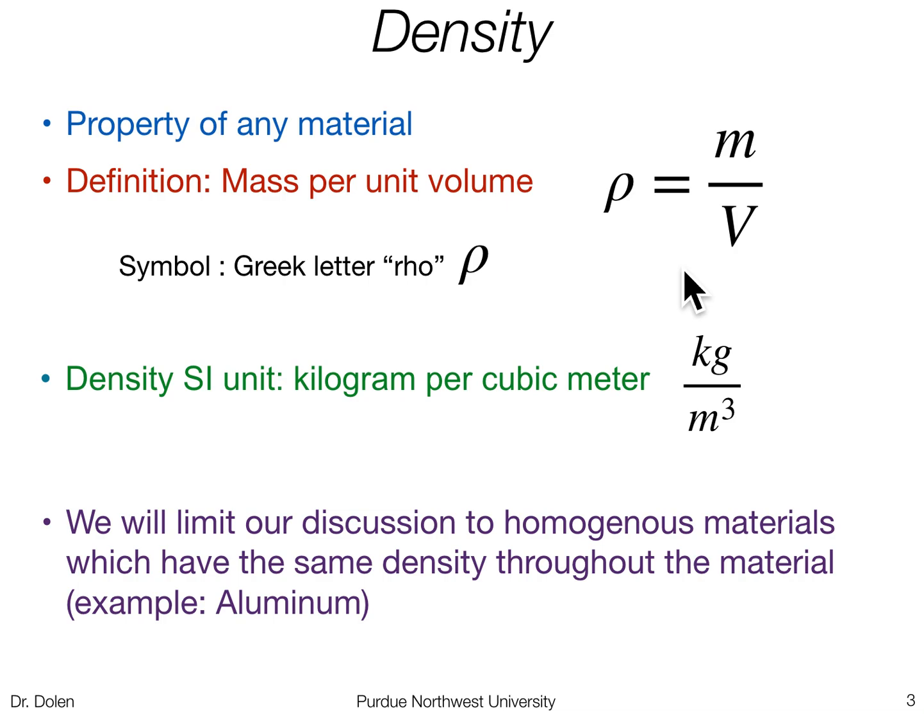And to calculate density, again, just take the mass in kilograms and divide it by the volume. So of course the SI unit therefore becomes a kilogram per cubic meter. And so there's no given name for the unit of density. It's just kilogram per cubic meter. And we're basically going to limit our discussion to homogeneous materials that have the same density throughout the material. So something like aluminum or water, oil, or something like that. Nothing that has a varying density.